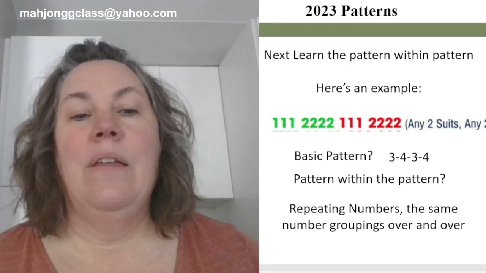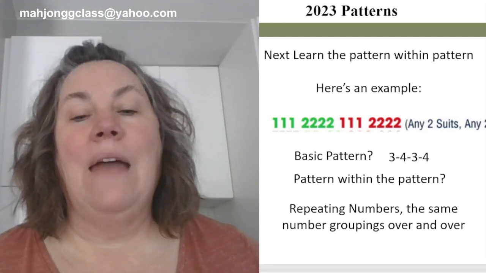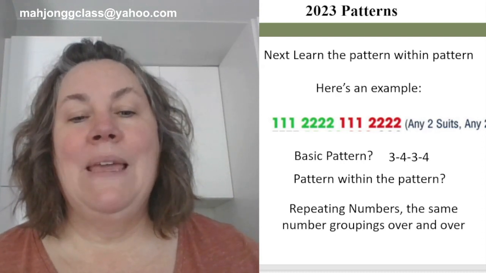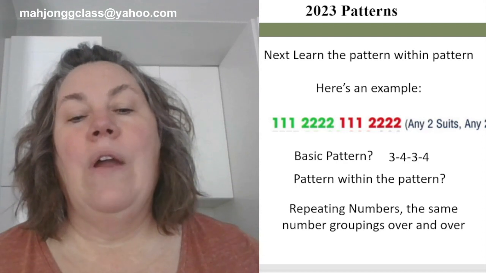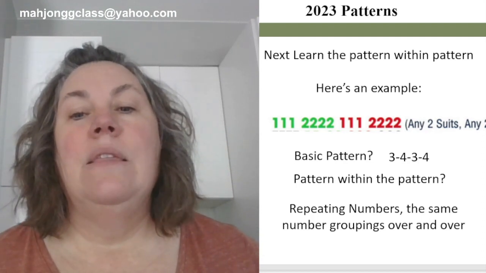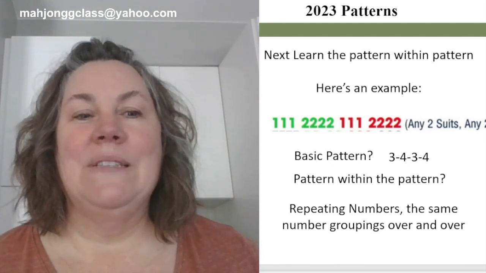Here's an example. 1, 2, 1, 2. The basic pattern is 3, 4, 3, 4. Pung, pong, pung, pong. Pattern within the pattern is now the numbers. The numbers repeat, repeating over and over. 1, 2, 1, 2. Remember, this doesn't have to be the numbers 1, 2. It can be any consecutive numbers.